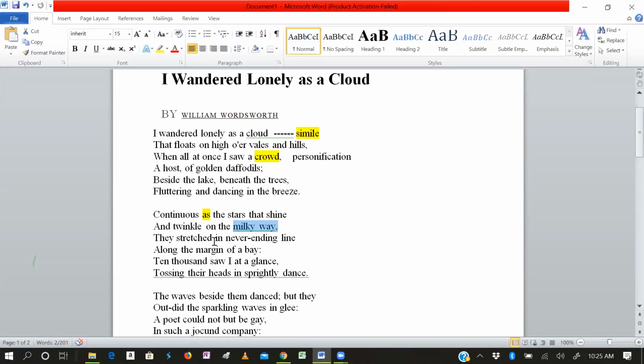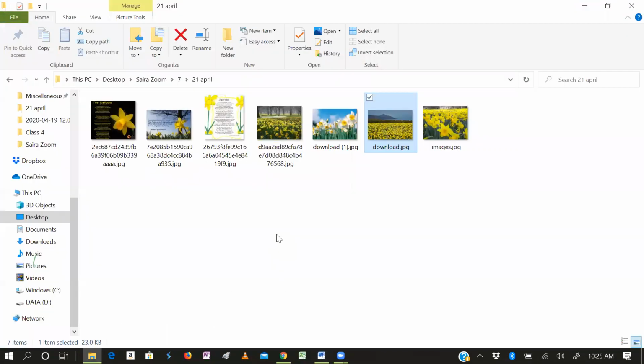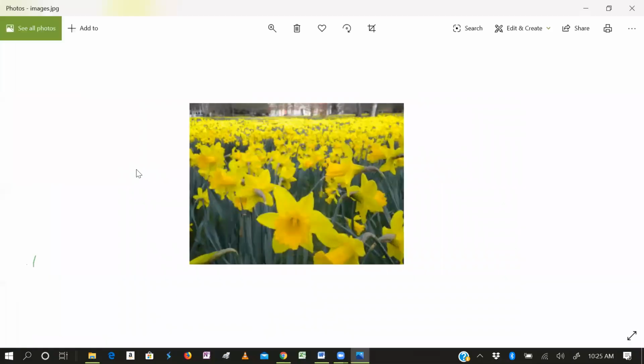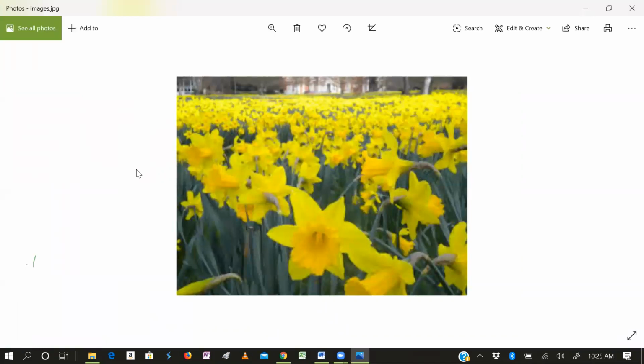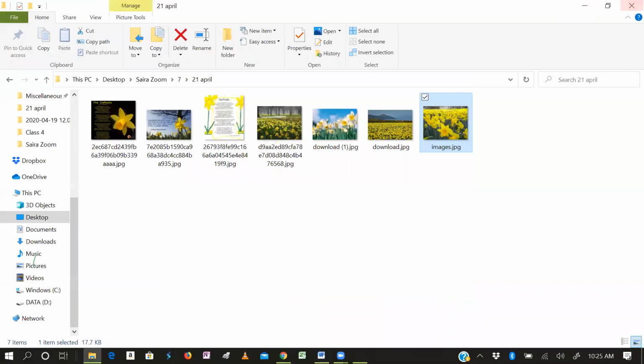They stretched in never-ending line. They are in a never-ending line. Look at this, the picture should give you the idea. They are lined up properly in a sequence. They stretched in large number. You can see these daffodils are in large number, in a never-ending line. When you see and see and see, it is never ending. A host means a group, a large number. As you see the stars, they are never ending. So here the daffodils are the same. They stretch up the line.